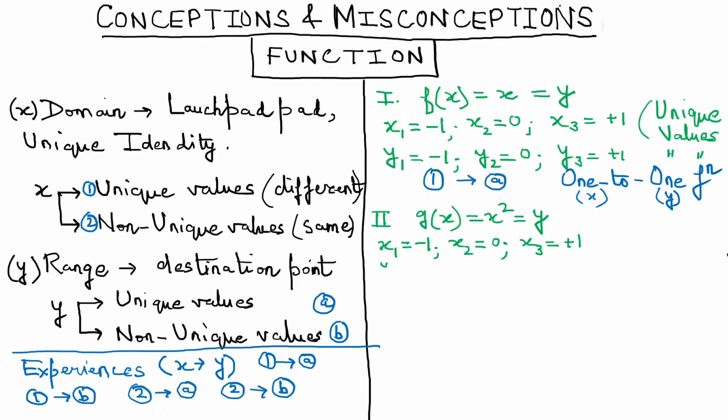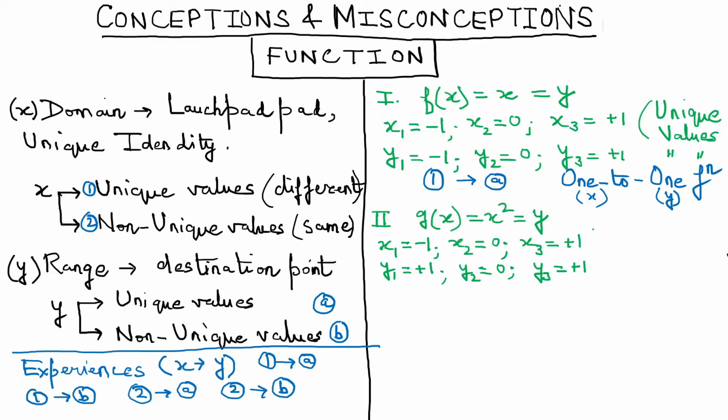And what are the range values that I am getting from here? So +1. In the second case, the range that I get here is 0. In the third case, the range that I get here is +1. So you would see that -1 is not equal to +1, but the range values are equal. So what is this experience?